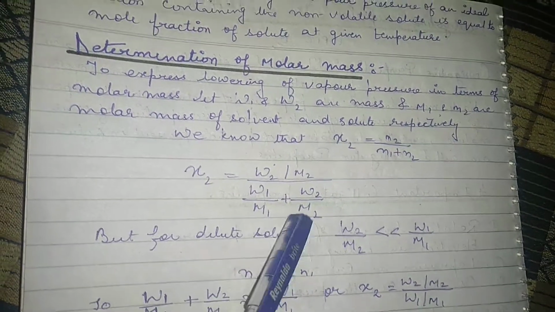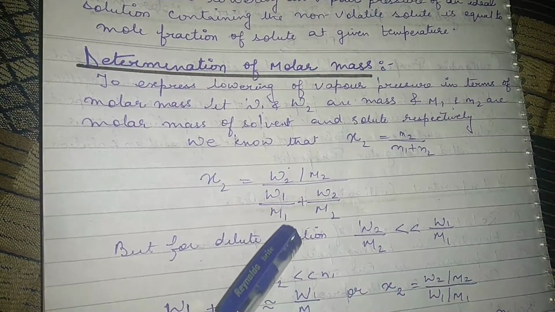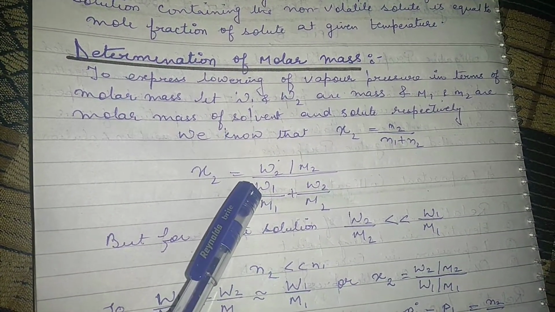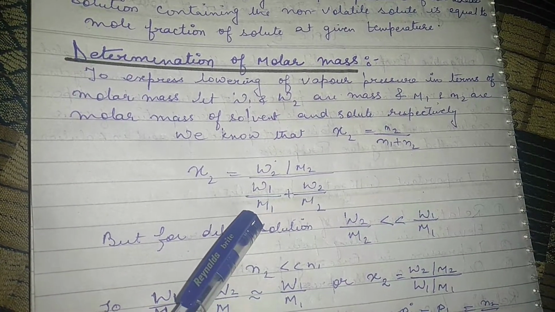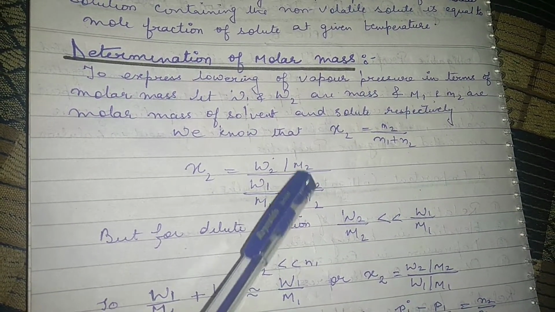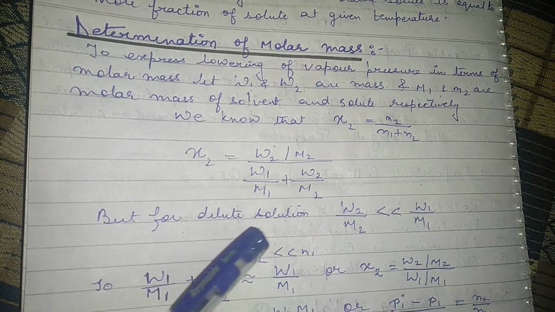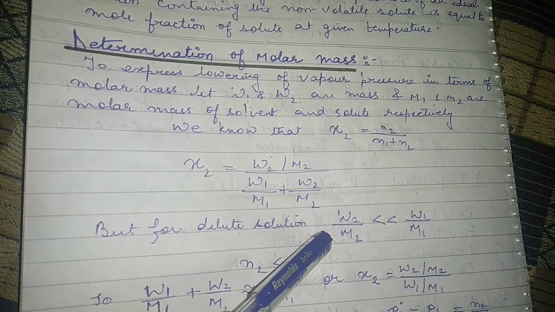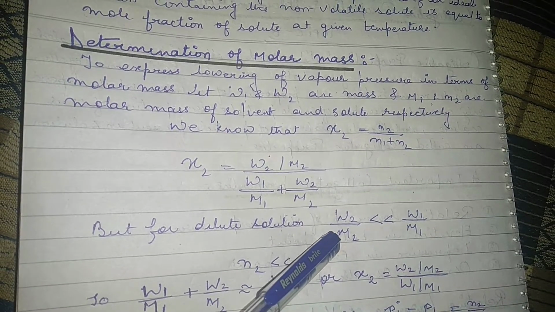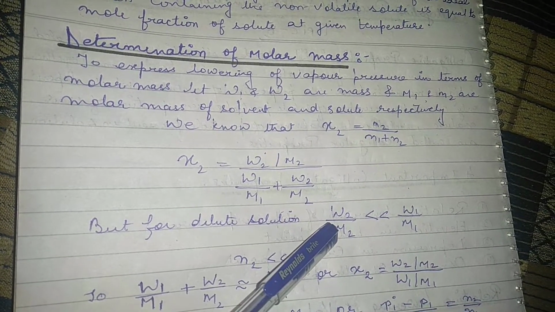Weight upon molar mass, we write instead of moles. Similarly here, n1 is the moles, so instead of n1 we write W1 upon M1. Similarly, instead of n2, W2 upon M2. But for a dilute solution, when the dilution is very high, so we know, because here we have taken W1 as the solvent and W2 as the solute.